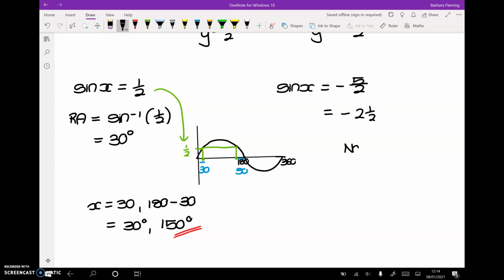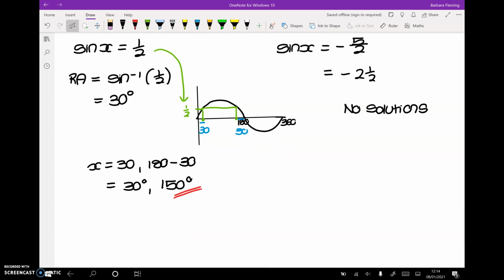So what we say here is that there are no solutions, but you do need to state that. No solutions. So if you're trying to get your inverse sine or inverse cos of a value that's bigger than 1 or smaller than -1, you're going to have no solutions. So your final answer is actually just our two values here. X equals 30 degrees and x equals 150 degrees.